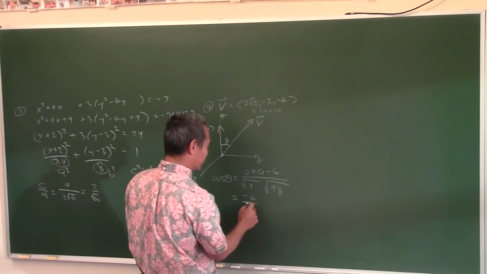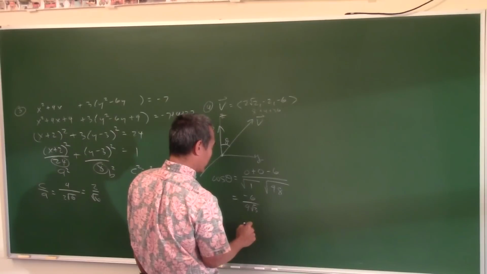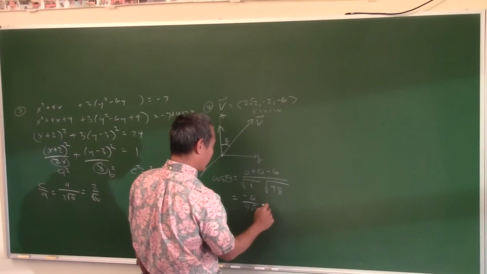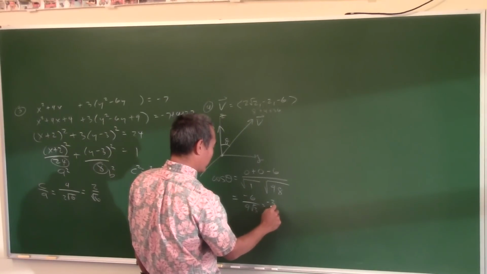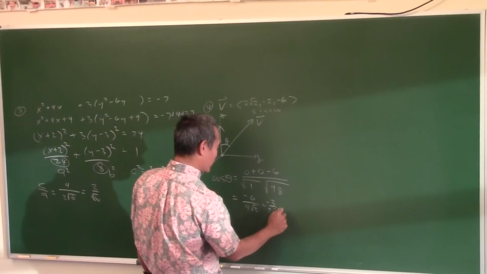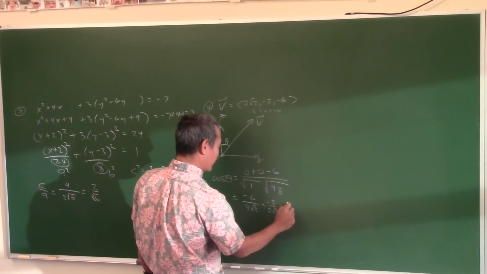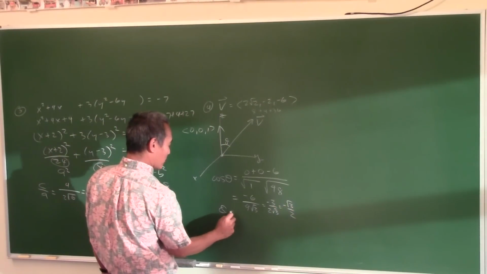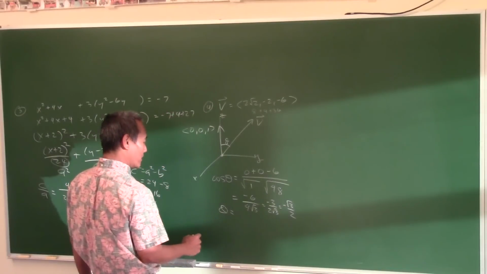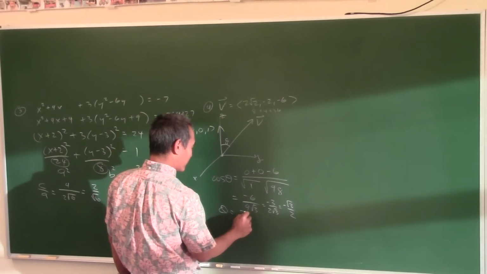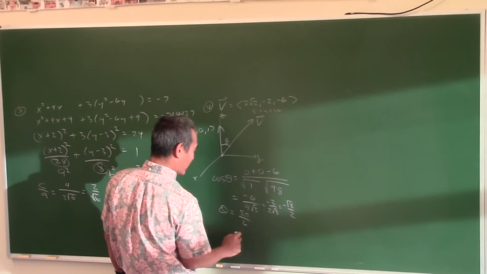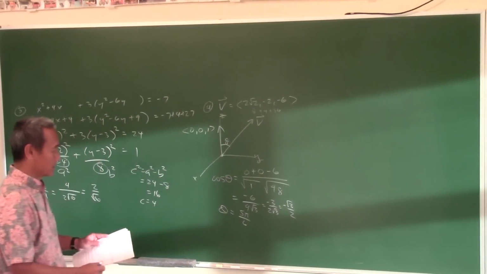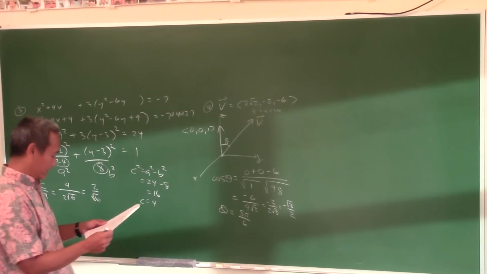Quick! 4 root 3, and this can simplify to negative 3 over 2 root 3, which is negative root 3 over 2. Hey, you somebody! Cosine of what angle is negative root 3 over 2? That would be 5 pi over 6, or 150 degrees. I'll take radians or degrees.